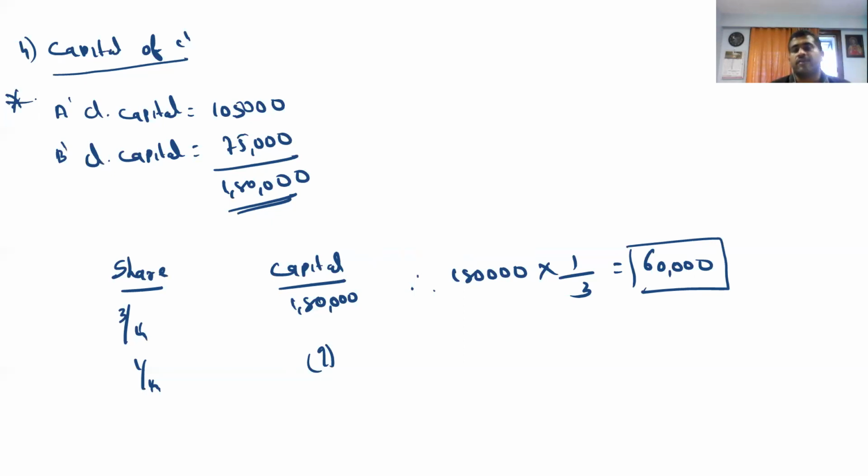Sacrifice ratio, okay, that we have done. Goodwill point, that also we have done. The new topic is how to find the capital of C. So one more time, it's very simple. Whenever they say the proportionate capital, we have to find the closing balance of the old partners, that is A and B. And after that, we get the total. And then we have to write for 3/4 share, capital is this much. For 1/4, how much? So 1,80,000 into 1 divided by 3. So it comes 60,000. Clear?